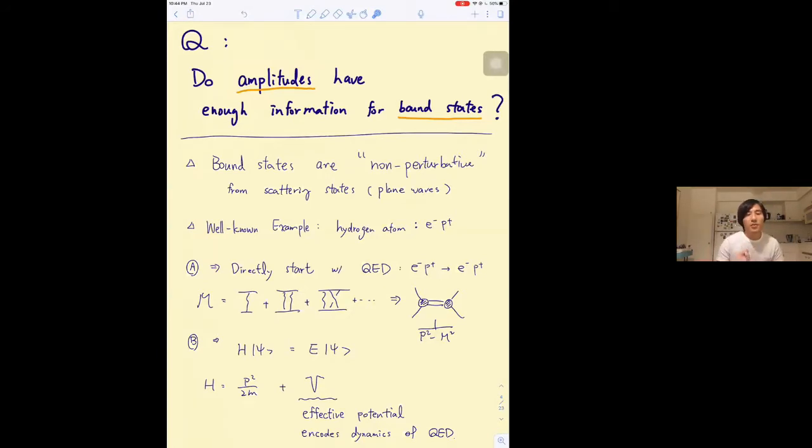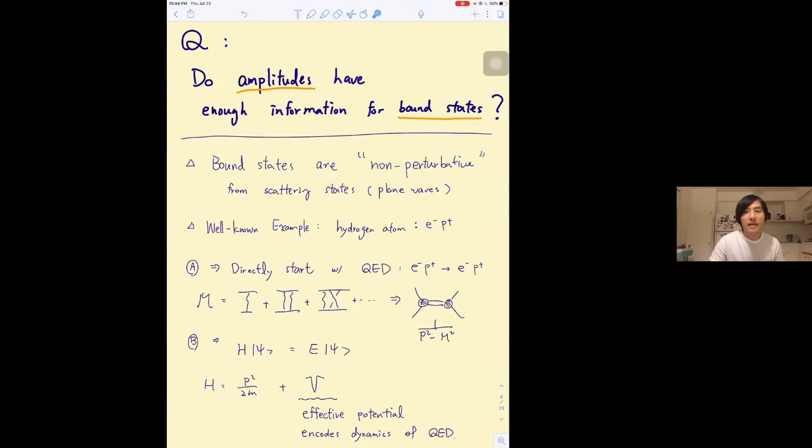Okay, so the basic question is, do amplitudes have enough information for bound states? So remember, when we start learning physics, bound state is actually the first system we learn about, for example, in Newtonian physics. And even as undergrads, when we learn quantum mechanics, we also start with hydrogen atoms. But as we move on to grad school and learn more about quantum field theory, we more or less forget about bound states. However, this is a very basic physical system that definitely deserves our study.